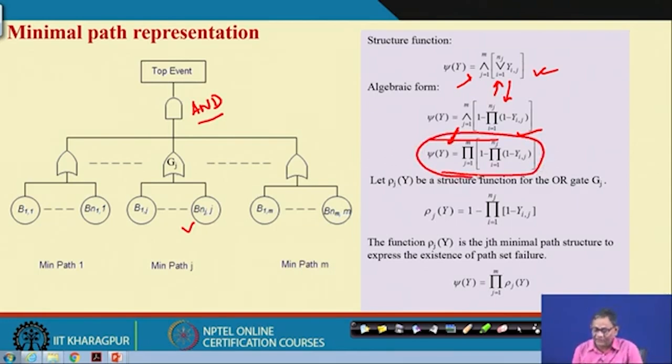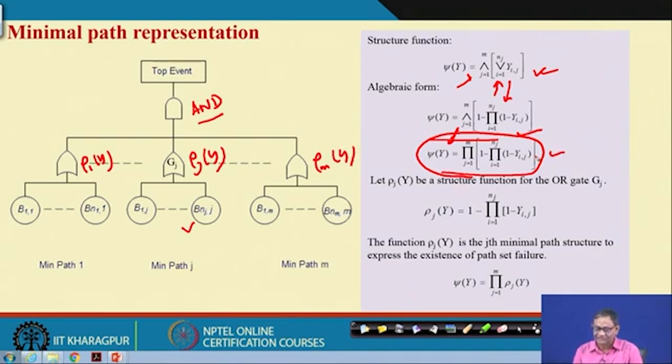Now, what will happen here? We will find out the structure function here: this is rho 1 of y, this is rho j of y, and this is rho m of y. That means you find out the structure function for the OR gates and then put it into this equation.